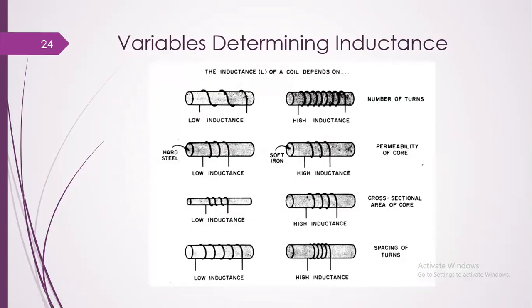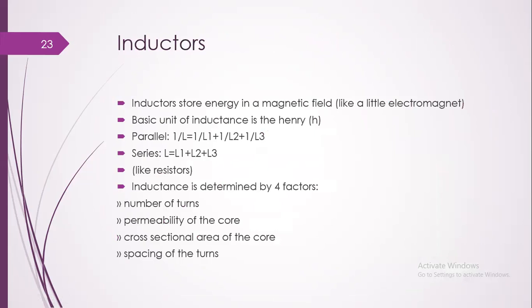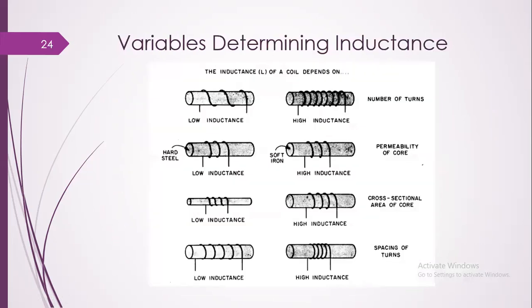So these are the variable inductance factors. The four concepts are number of turns, permeability of core, cross-section area of the core, and spacing of the turns. We can find here that the inductance would be low if there are fewer turns. If there is a high number of turns, the inductance value would be high.